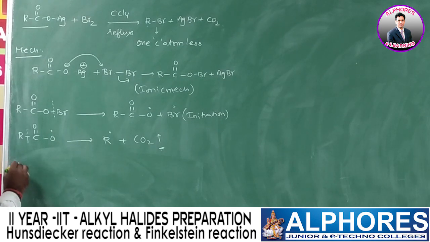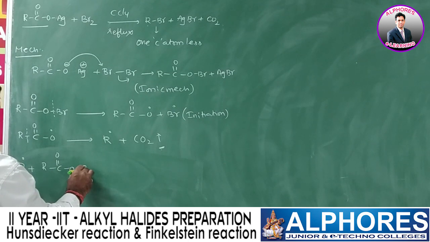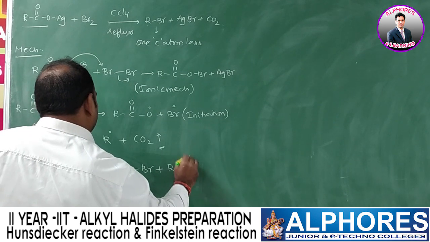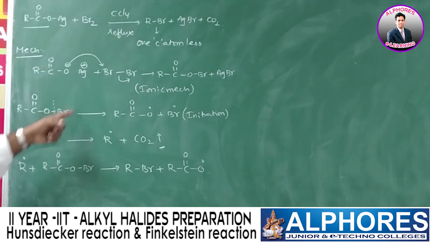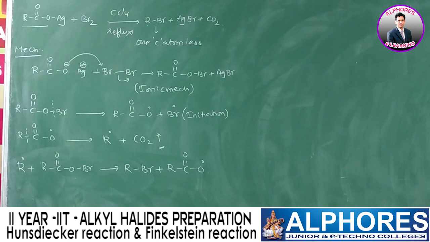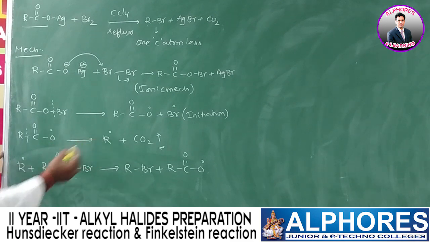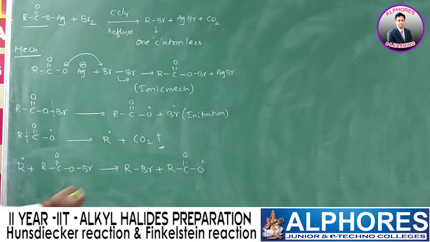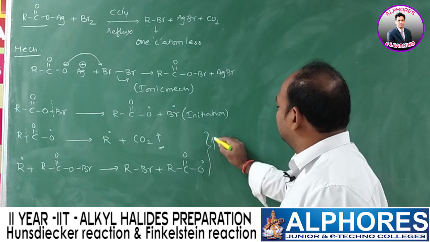Now the formed R radical again combines with RC=O OBr, and we get RBr plus RC=O radical. Overall, the first step follows an ionic mechanism and the remaining three steps follow a free radical mechanism. Of the three steps, the first is initiation, and the next steps are propagation: generation of one more radical, and that radical again combines with a neutral molecule to give one more radical and a neutral molecule. These two steps we can call propagation steps.